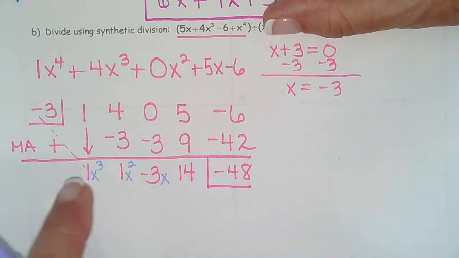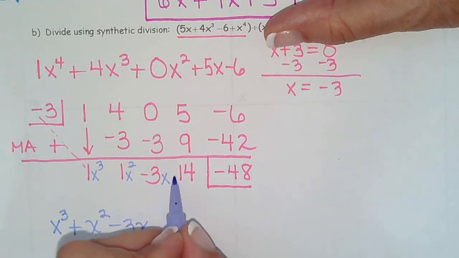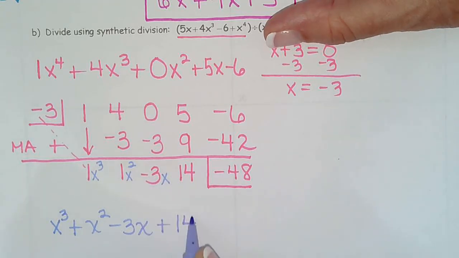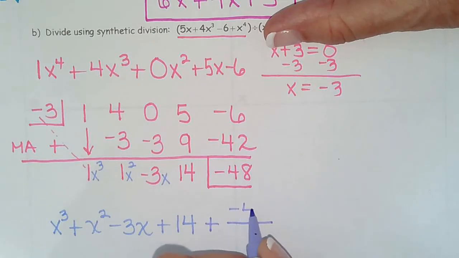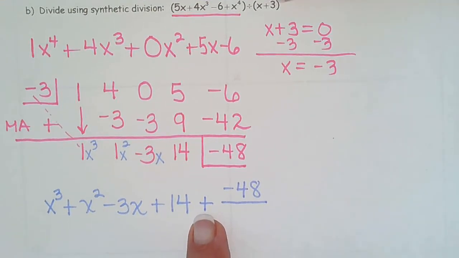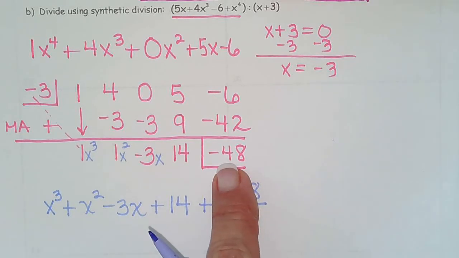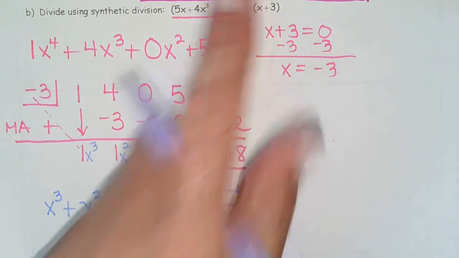So we drop off the ones when we write the answer. If there's no signs in front, we can assume they're positive. So x cubed plus x squared minus 3x plus 14. The remainder is negative, so you can either write plus a negative. That's probably what most students will do, so I'll do it like that. So you put the remainder, but you do need that. If you don't have the plus sign, then it's a multiplication problem, and this is not 14 times negative 48. This is 14 plus the remainder. So the remainder over the divisor, x plus 3.